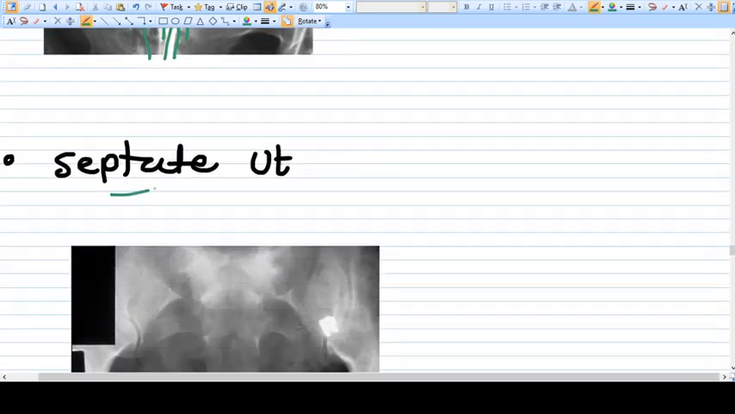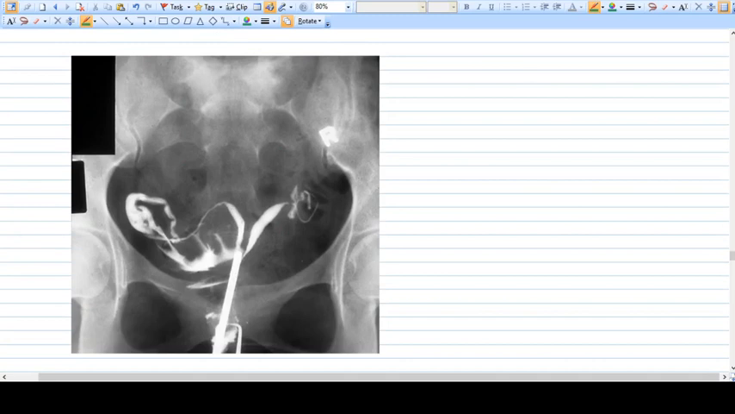There is a septate uterus, in which a deep septum is seen. See, this is a septum, this is actually the cannula here, and this is basically the uterus, but this septum is there. That's why two different cavities are seen, but actually this is only one single cavity, but the septum is still there.